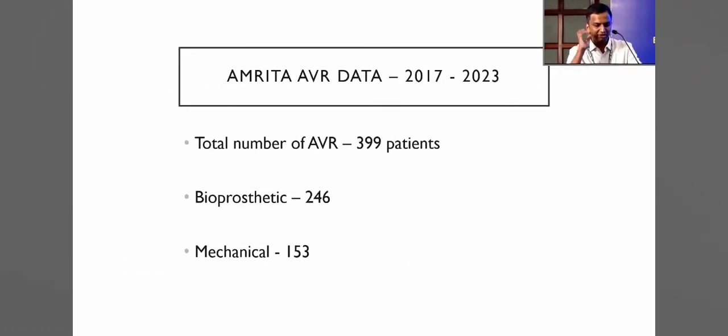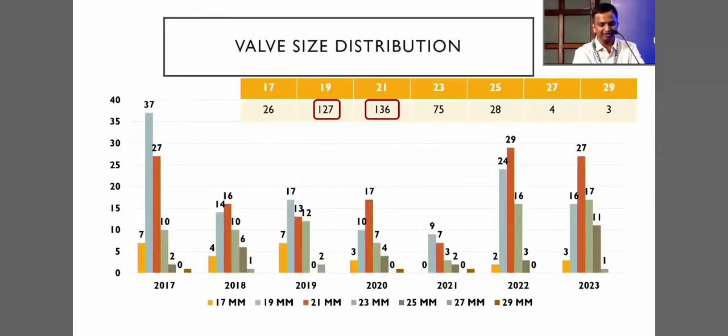So just quickly going through some data from our hospital. When I was just looking up, I was wondering what was our incidence of PPM. So I took the number of AVR patients done for the last 7 years from 2017. The total number of patients was 399. Most commonly bioprosthetic valves were implanted, and our most common implanted valve size was the 21, followed closely by the 19 valve size.